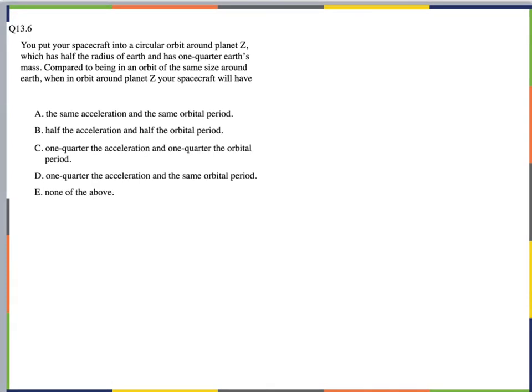It's really helpful to keep in mind that objects going in a circular orbit will be governed by Newton's second law, where our acceleration is a centripetal acceleration. The force that's keeping the object in that orbit is the force of gravity. So we have two planets here, planet Earth and planet Z, and we're going to use this expression to help us answer the questions here.